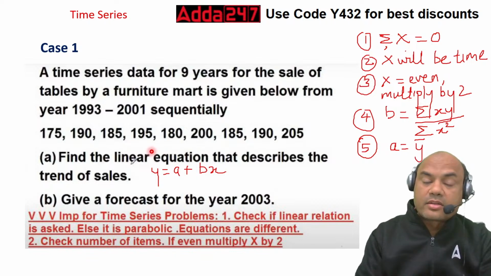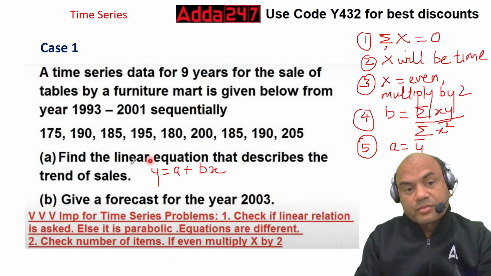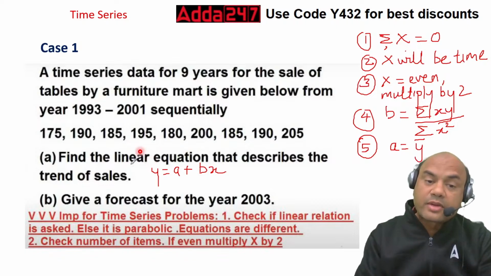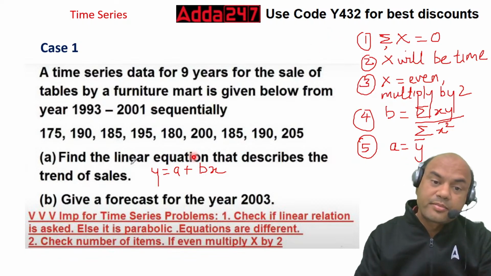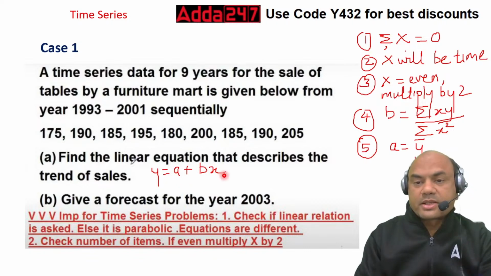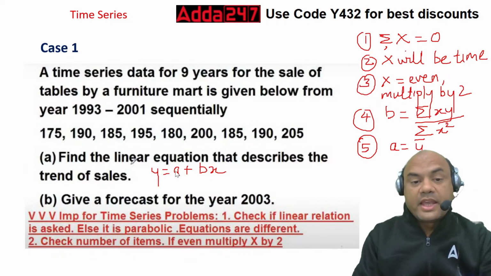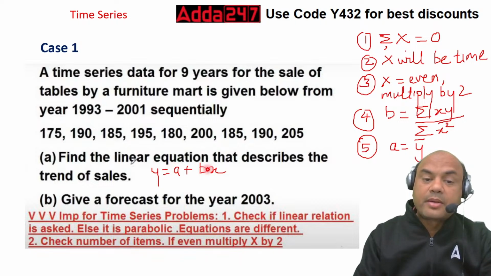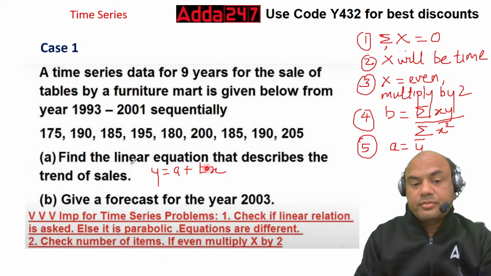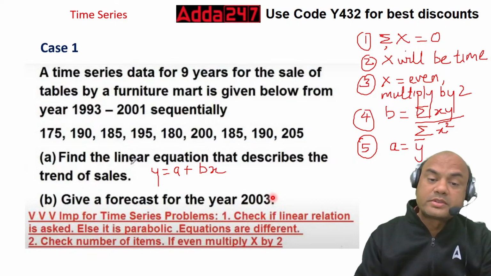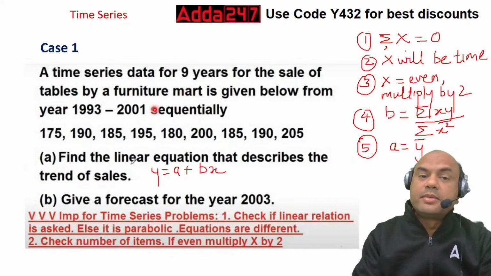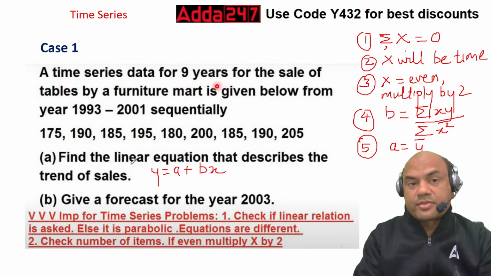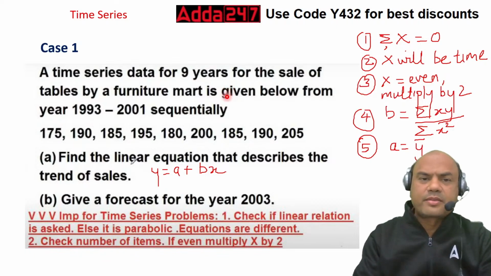This is linear. There is a curvilinear also, which is the more difficult one. That I'll teach you someday, or you can join the paid classes. The batch has just started, so join it. Linear means y equals a plus bx, where a is known as the y-intercept and b is known as the slope. Then it is asked to find a forecast for 2003. This problem is similar to correlation; you'll find similar patterns.